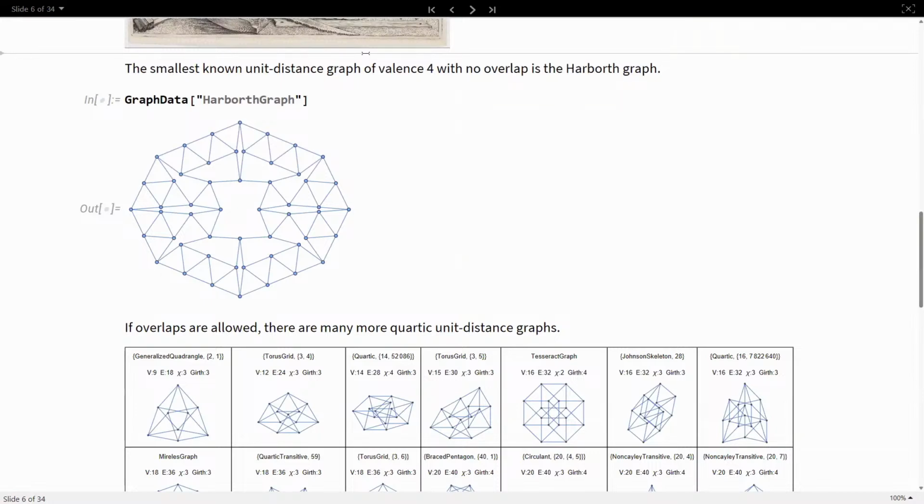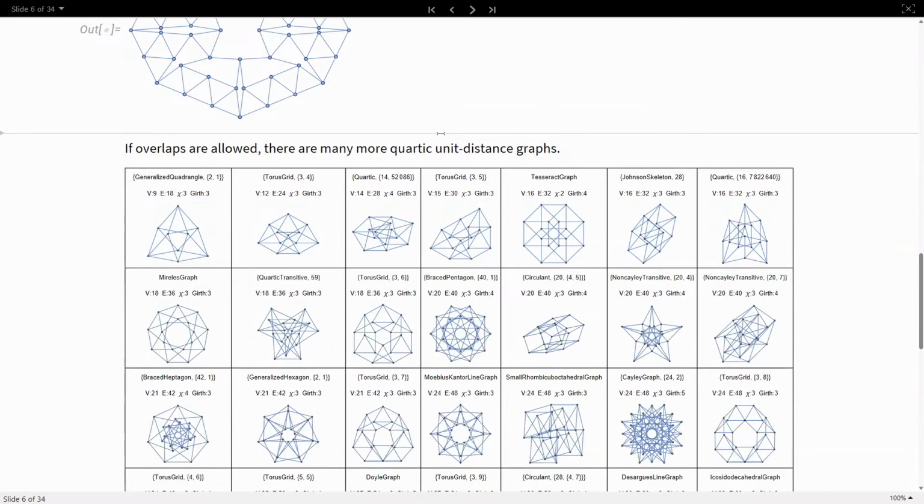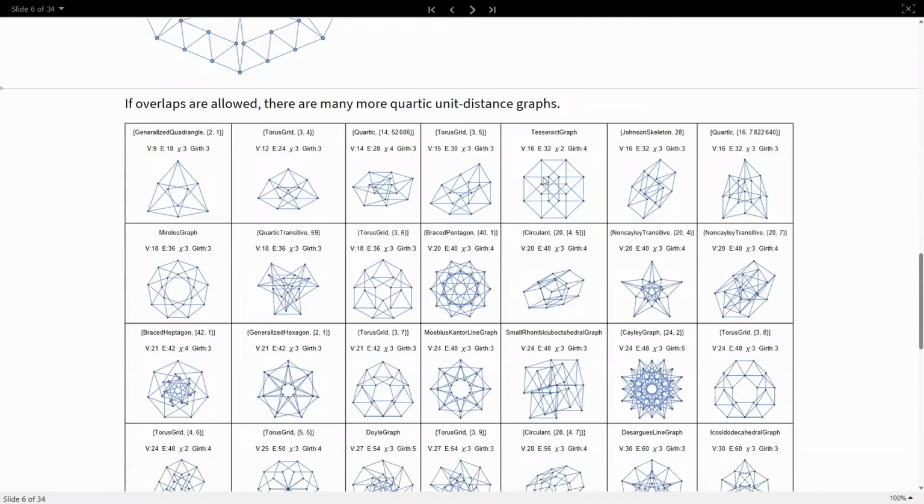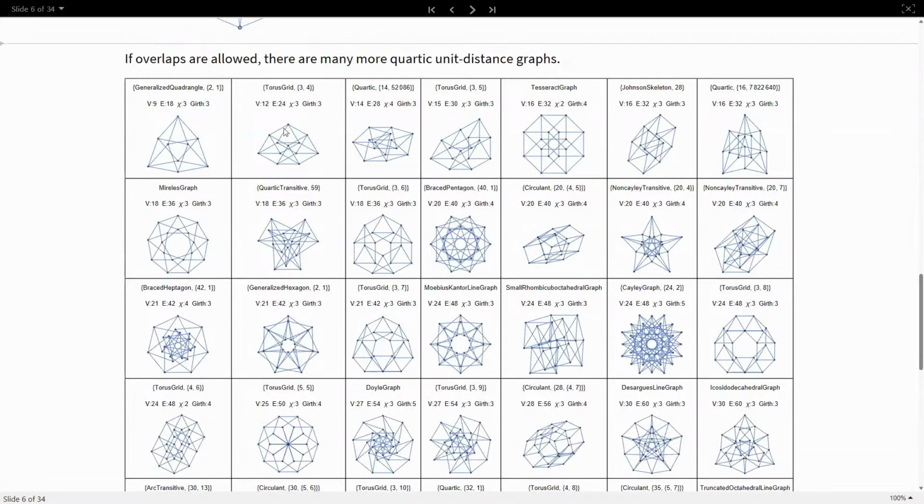If we go to vertex degree 4, the minimal known example is what's called the Harborth graph, which Martin Gardner would have put into a column, except that it was discovered right as he was closing out the last column. So this never showed up in Mathematical Games, but it would have if it had been discovered a year earlier. There are many other quartic unit distance graphs, and here are a few of them. For example, the tesseract is one.